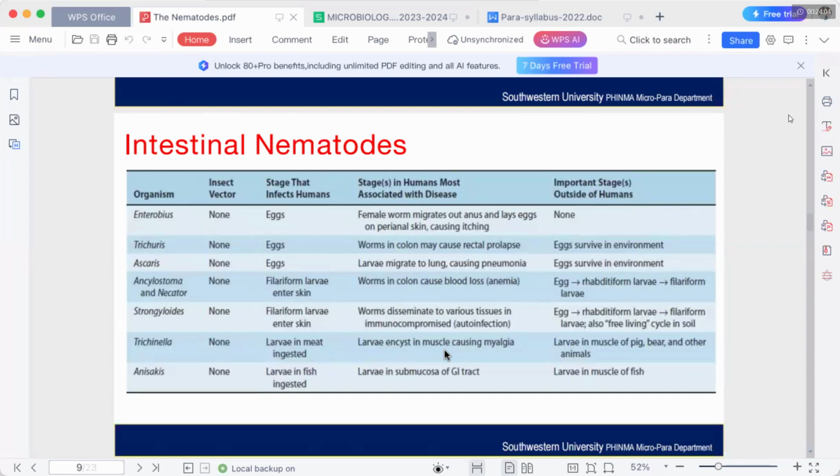So when you say Enterobius and Trichuris and Ascaris, the stage that infects humans is the eggs. When you say the hookworms and the others, always remember the filariform larvae that enters your skin. For the stages in humans most associated with disease, usually for Enterobius, the female worm migrates out of the anus and lays eggs.